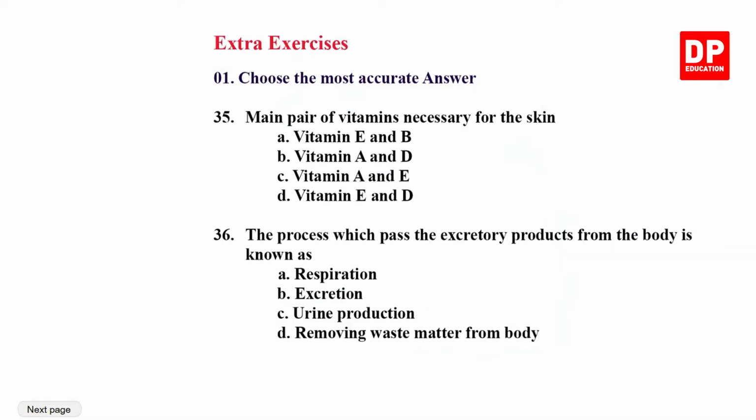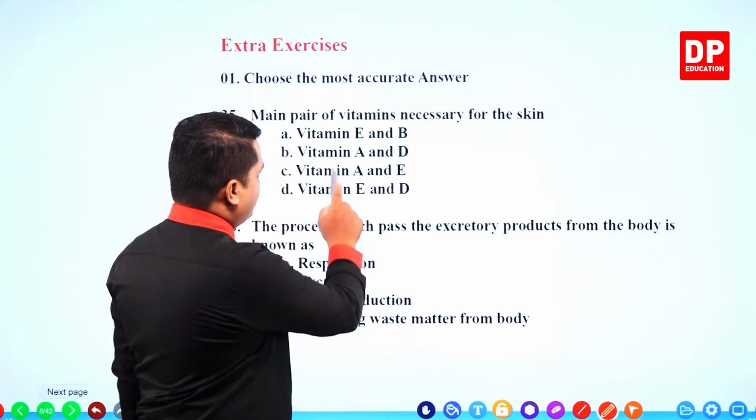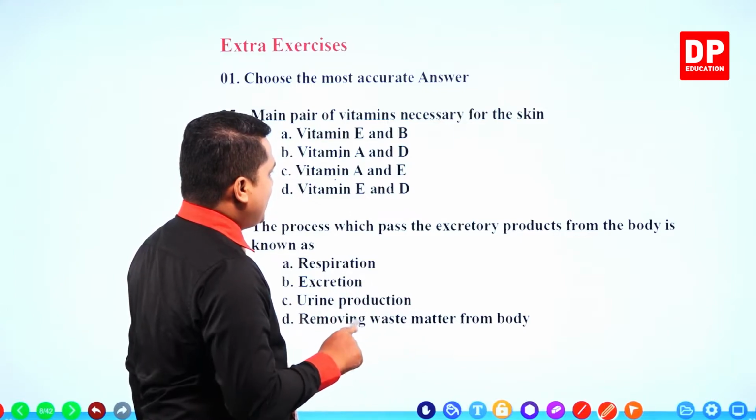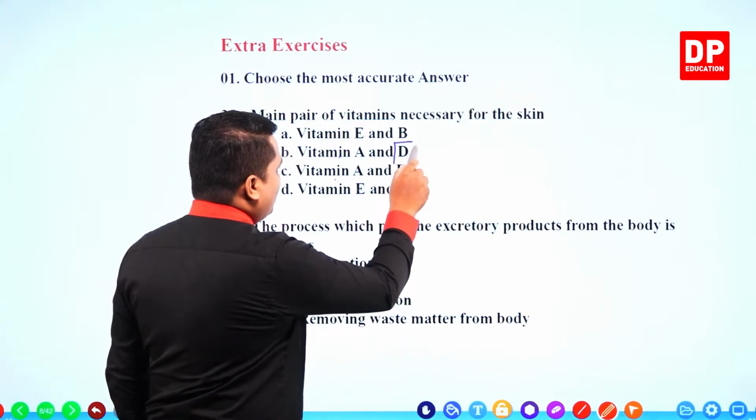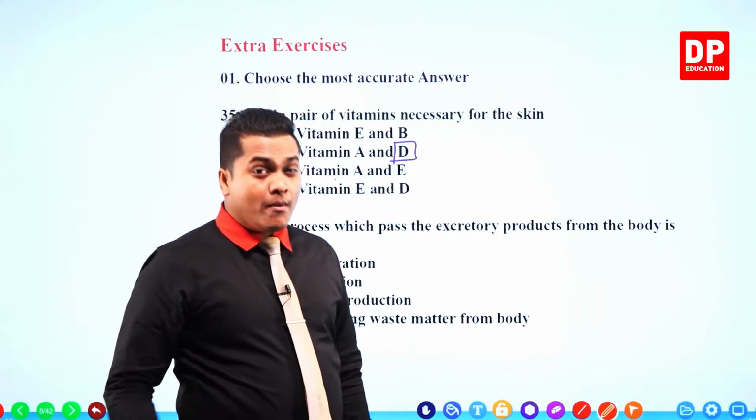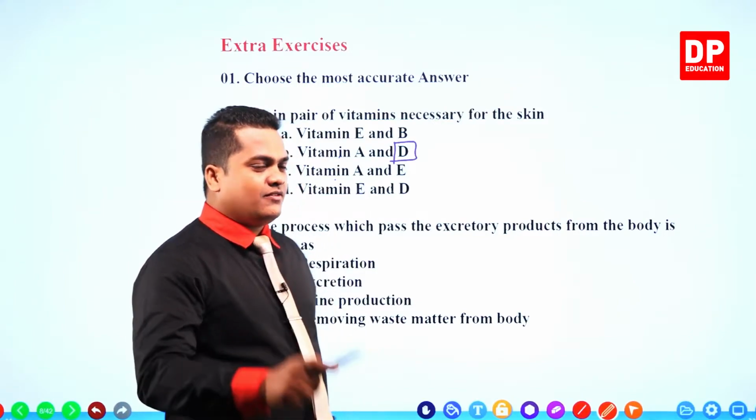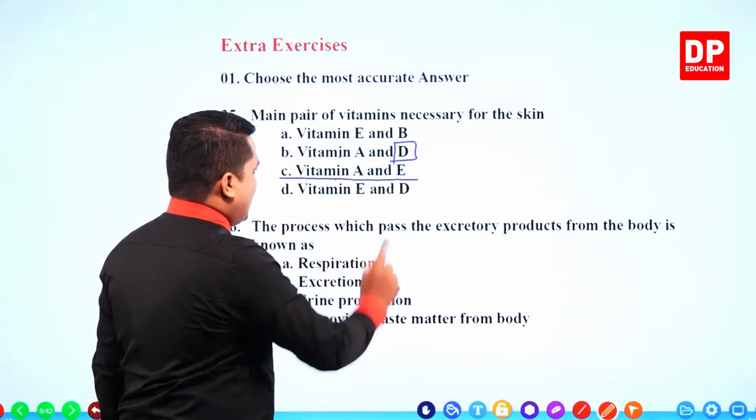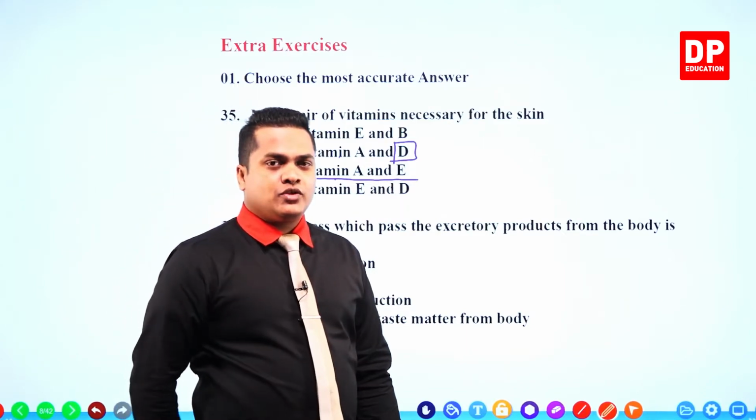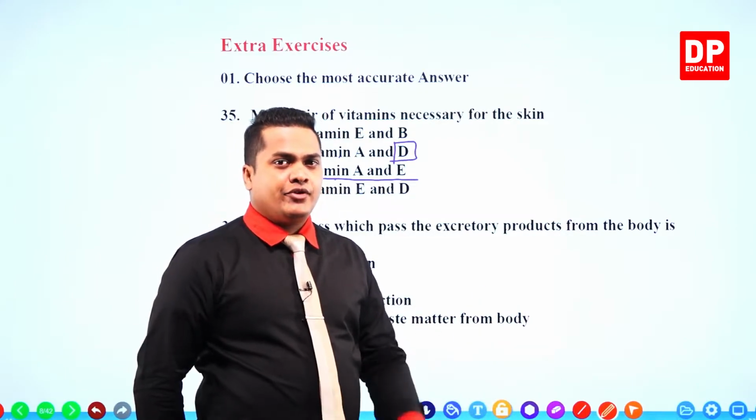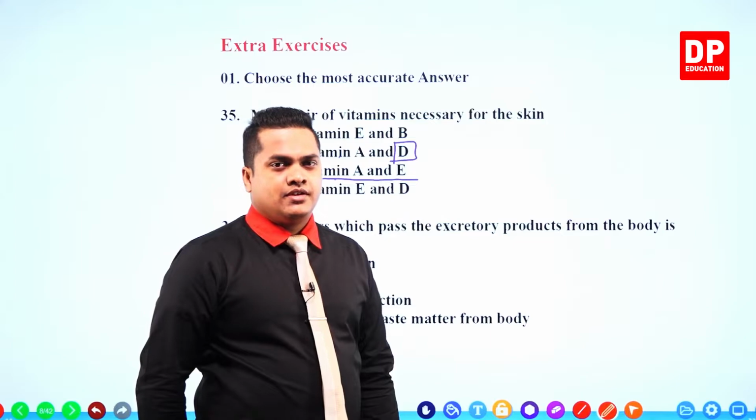Main pair of vitamins necessary for the skin. The main vitamin necessary for the skin is vitamin A. Here you can observe two answers with vitamin A. One is A and D and the other one is A and E. You know that vitamin D is produced by the skin. It's not necessary in plenty for the skin. So the answer for this one would be vitamin A and E. These are the two vitamins that the skin needs in plenty in order to have a healthy and good skin.